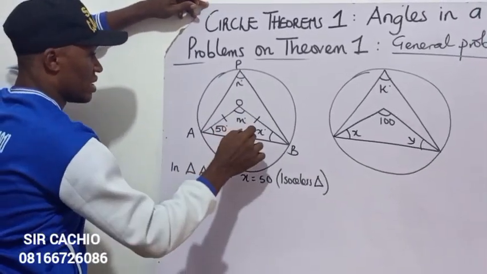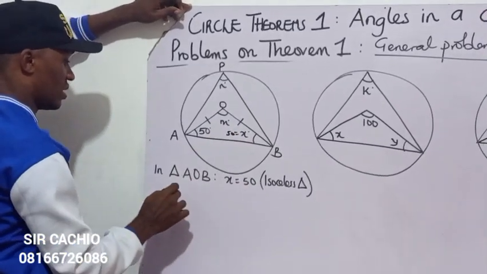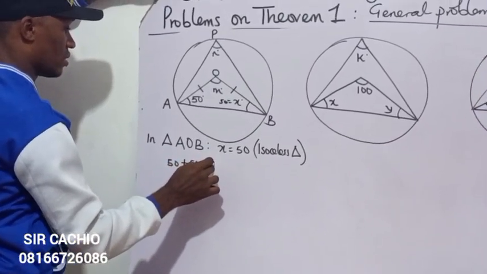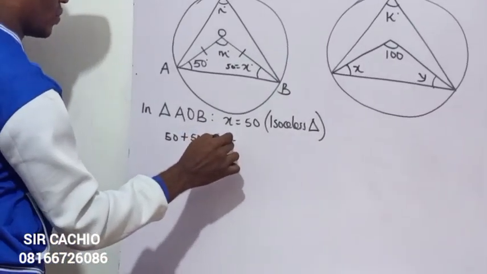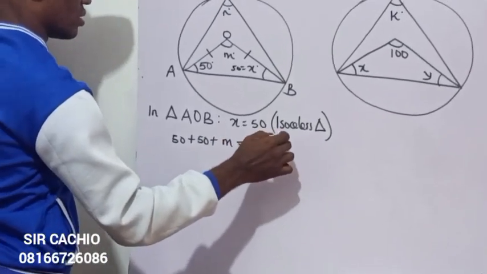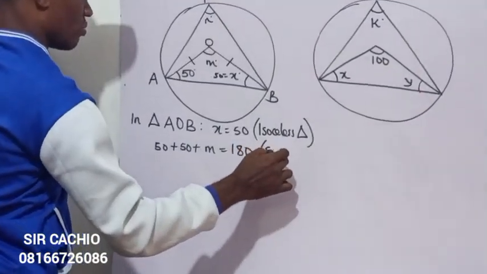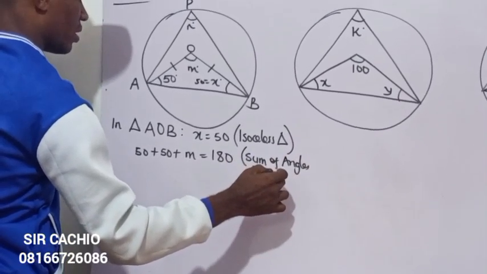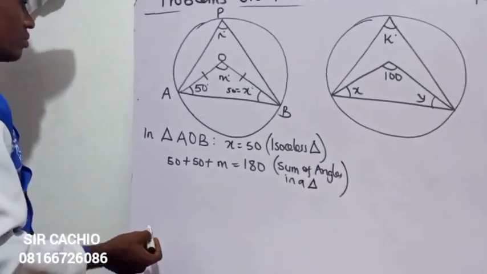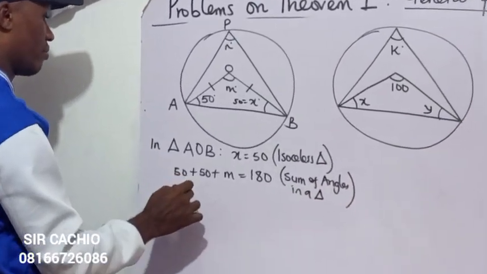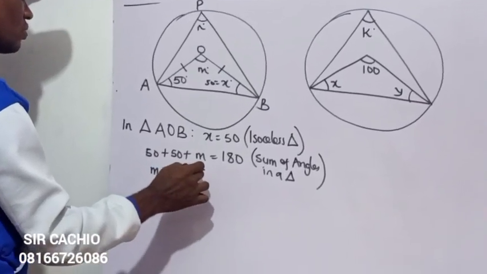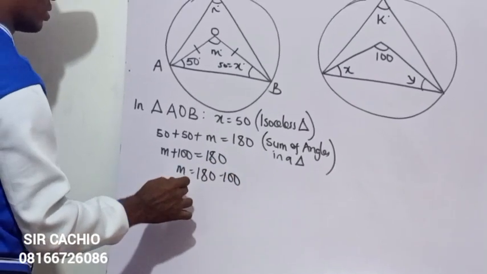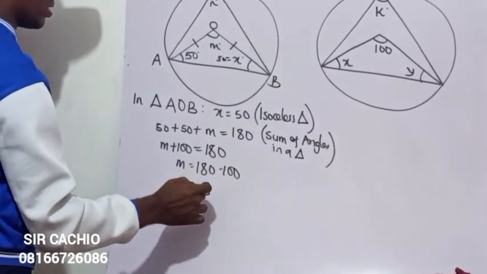Then we'll continue. Since here is 50, we'll have that 50 plus 50 plus m gives 180. Reason: sum of angles in a triangle. So we have m plus 100 equals 180, so m is equal to 180 minus 100, which is 80.